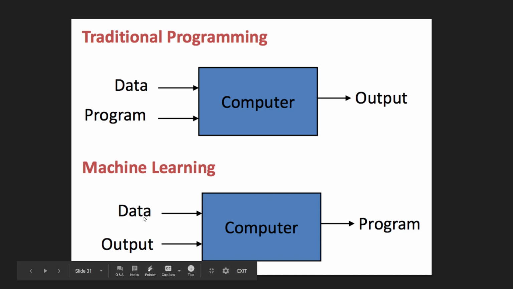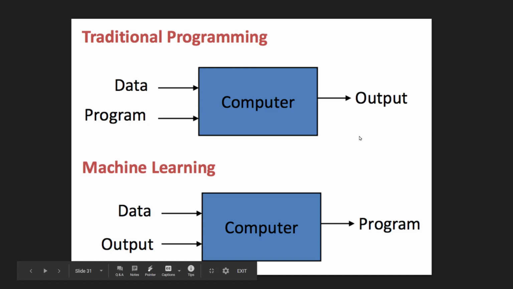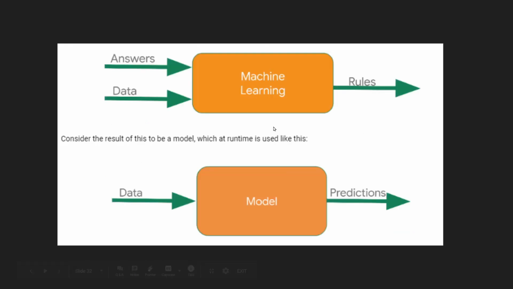Here 2 and 2 is given and output 4 is given, and the computer will figure out that the operation we are trying to perform is addition. In traditional programming we give very specific instructions. Let me put it in a slightly abstract way: answers and data are given, that is, output and data are given, and then machine learning has to understand the rules, that is, addition. Once this is understood by the machine, we give some input data, and it checks whether what it learnt is addition or not. That is the idea of machine learning.